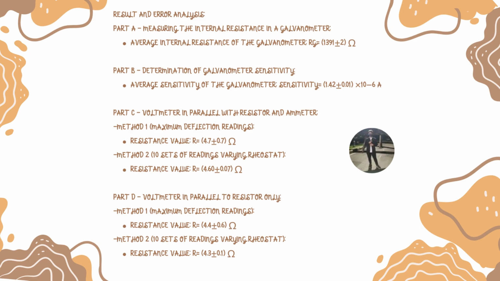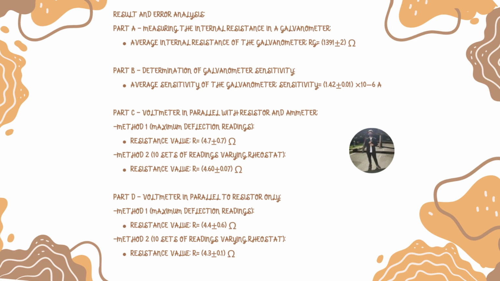Result and error analysis. For Part A, which involved measuring the internal resistance in a galvanometer, the average value of the internal resistance was found to be G equals 1391 plus or minus 2 ohm. In Part B, the experiment focused on determining the galvanometer sensitivity, resulting in an average sensitivity value of 1.42 plus or minus 0.01 times 10 to the power of minus 6 ampere.